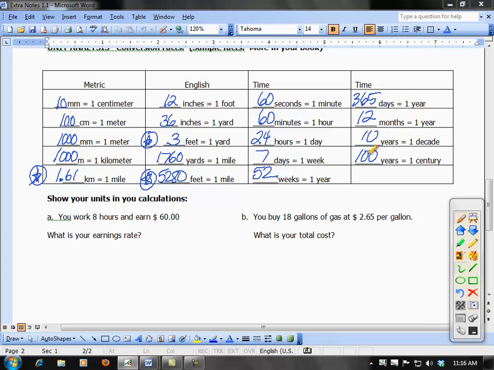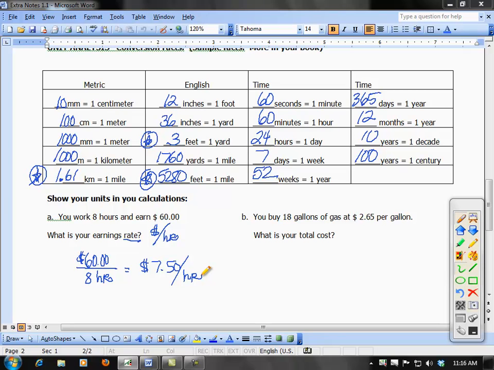Let's just show a couple of calculations as we're going. You work 8 hours and earn $60. What is your earnings rate? This means how much did you get per hour? So how much money per hour? I'm going to write it this way. If you're talking about a rate, we're talking division. So let's look at this. We could take my $60 that I made, divide it by the 8 hours that I worked, and you end up getting about $7.50 per hour.